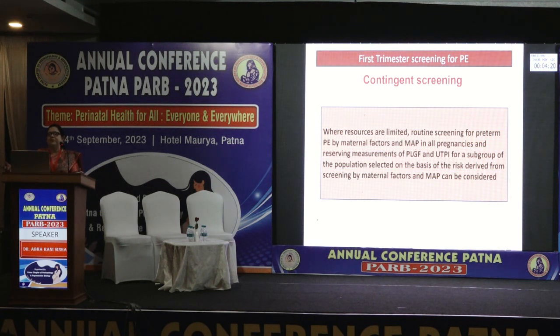Many of our women do not have access to high resource settings. So in those cases, we can just start with doing two things. That is, we take the maternal risk factors as well as the MAP, which is easy to measure. Then we divide these women into low risk or high risk. The low risk go for the usual antenatal care, and if they are high risk, then we ask these women to get the serum testing done.